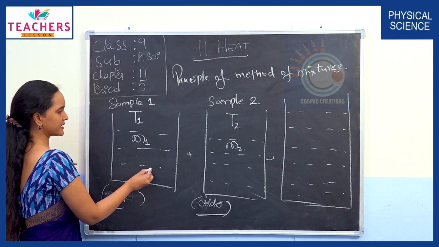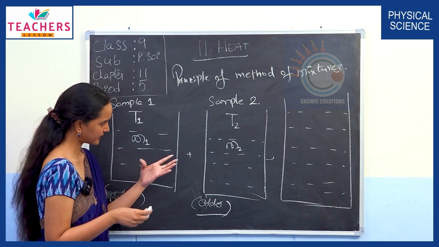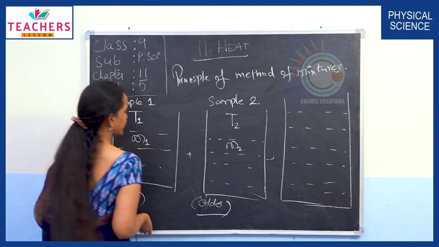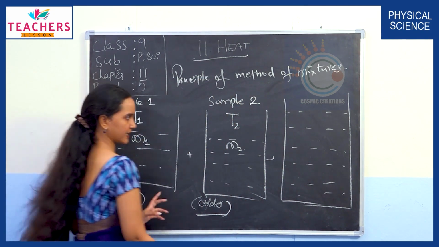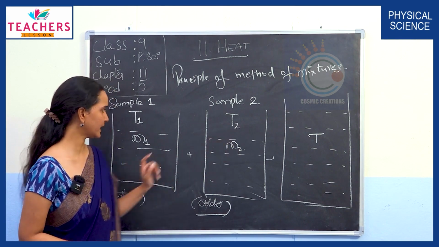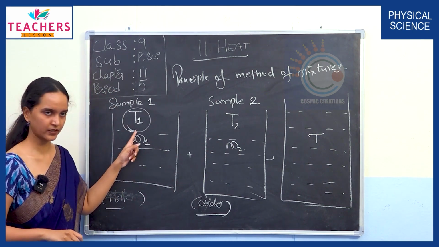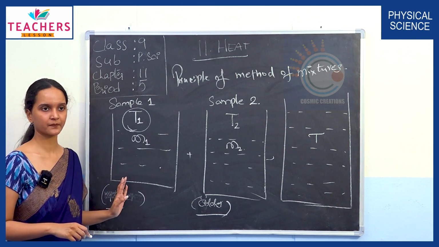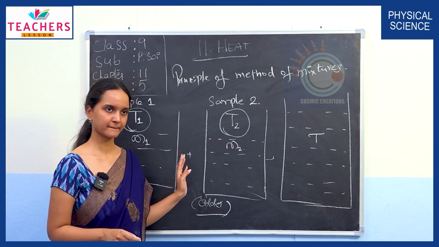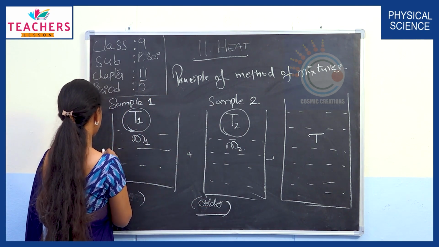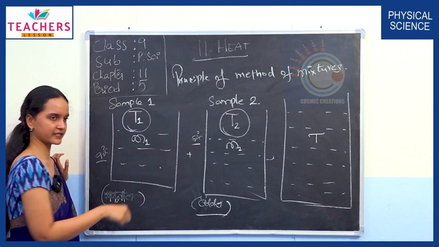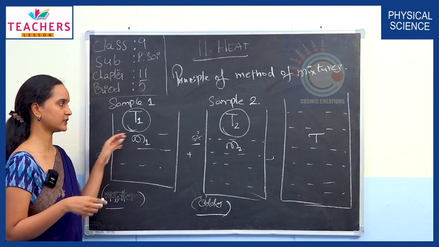So that means this sample will lose some heat energy and this sample will gain some heat energy. Whatever the temperature of the mixture is, it would be between T1 and T2, right? Let's say the temperature of the sample is some T. T would be less than T1, the hotter sample, correct? And it would be more than T2, the colder sample, correct? So if one is 90 degrees Celsius and the other is 60 degrees Celsius, then it would be somewhere between 90 and 60. We don't know exactly what it is. We'll be getting to that in a minute.